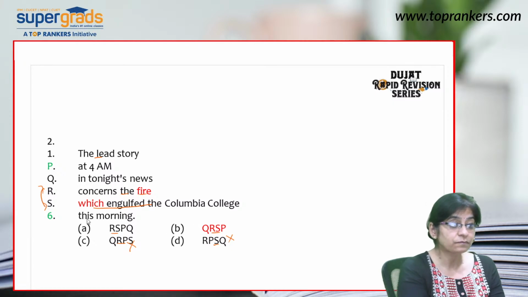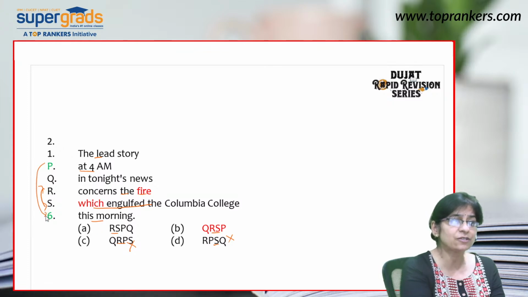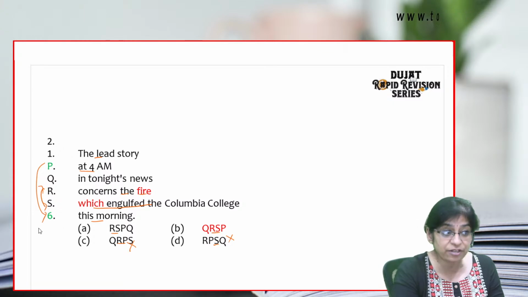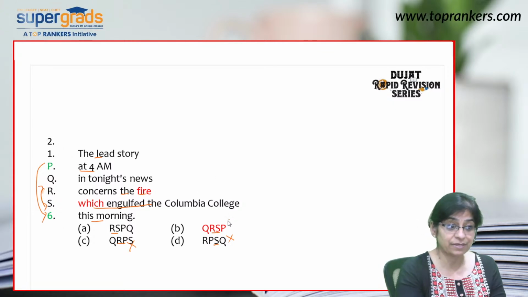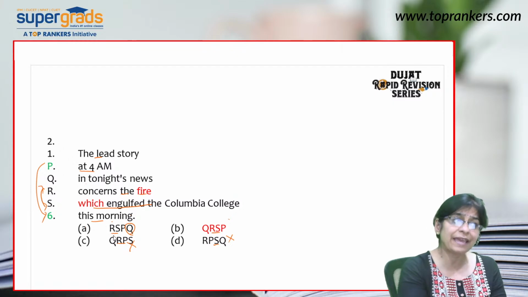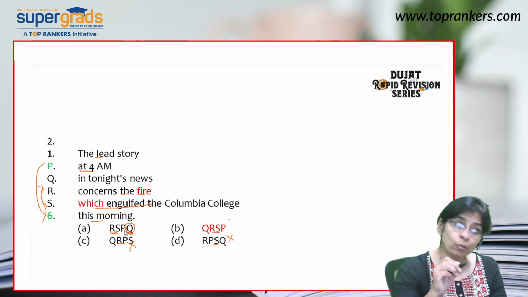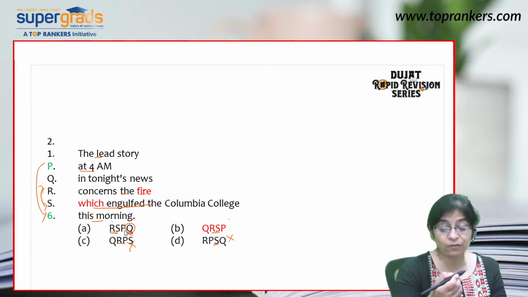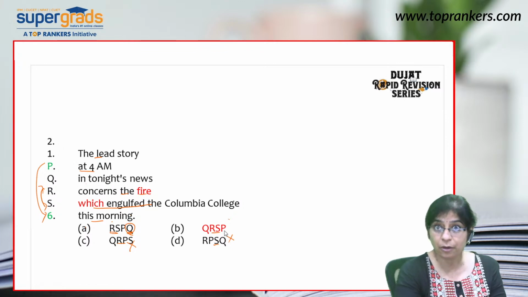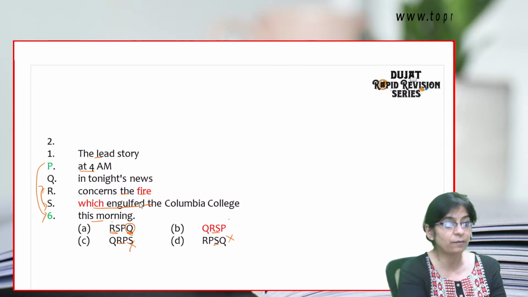Now, let's see. There's one more thing that I noticed here. At 4 a.m. this morning, see, P and 6 also look like mandatory pairs. So P should naturally precede 6. What if I try to put Q before this morning? In tonight's news this morning, do you think if I had selected option A as my answer, would Q fit with number six? No, it wouldn't have. Whereas according to option B, the lead story in tonight's news concerns the fire which engulfed Columbia College at 4 a.m.